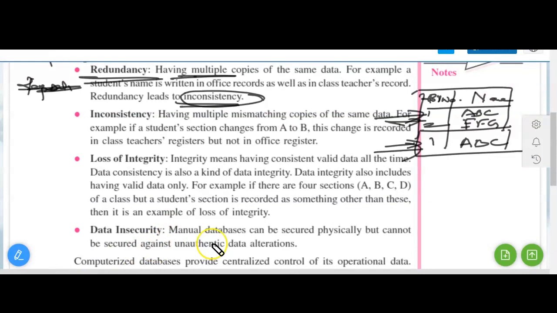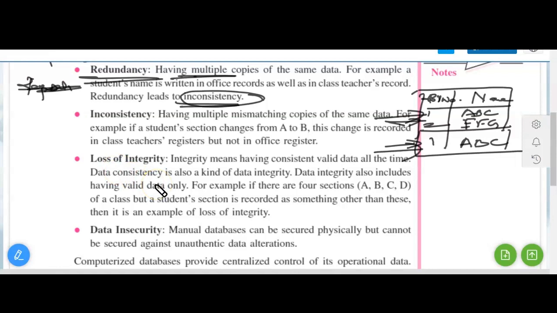Next is loss of integrity. Integrity is the overall correctness, accuracy, and consistency of your data. If the data is not properly maintained, it will give you invalid data which is not useful for the user, and it may lead to mistakes, and it will not be accurate data in front of the user. So that is what loss of integrity means.